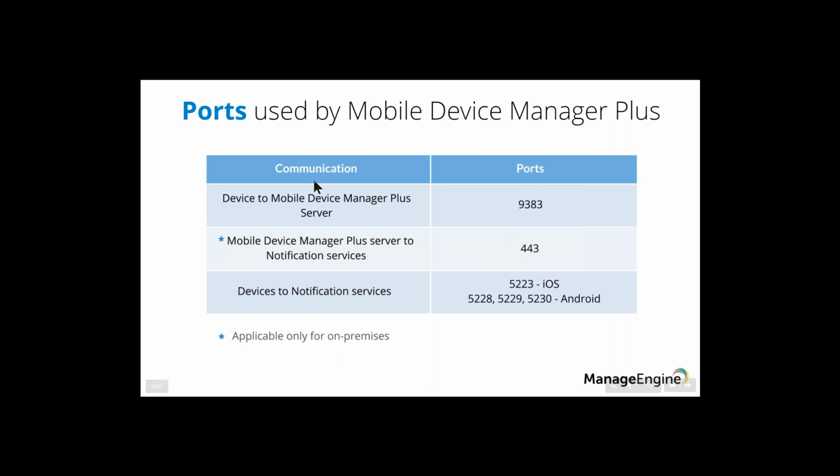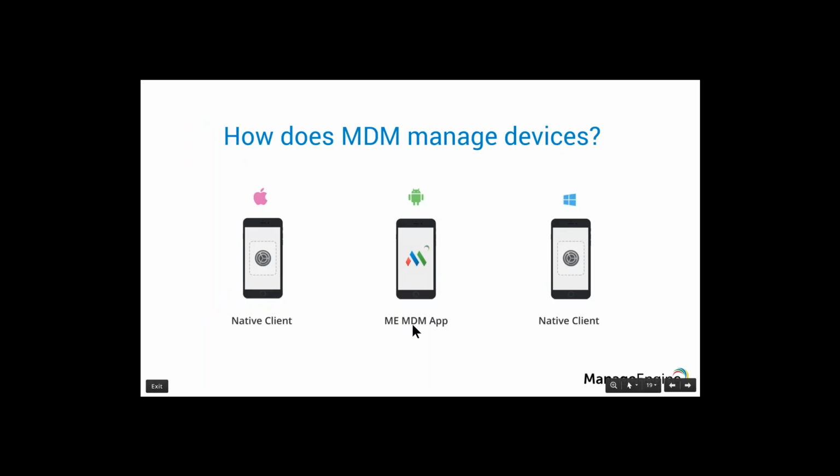Now, for the ports that are used by the Mobile Device Manager. From the device to the Mobile Device Manager Plus server, for your on-premise, you would have to enable port 9383. From the Mobile Device Manager Plus to your notification services, port 443 has to be opened. And from the devices to the notification services, or vice versa, ports 5223 for iOS and 5228 to 5230 for your Android devices have to be opened.